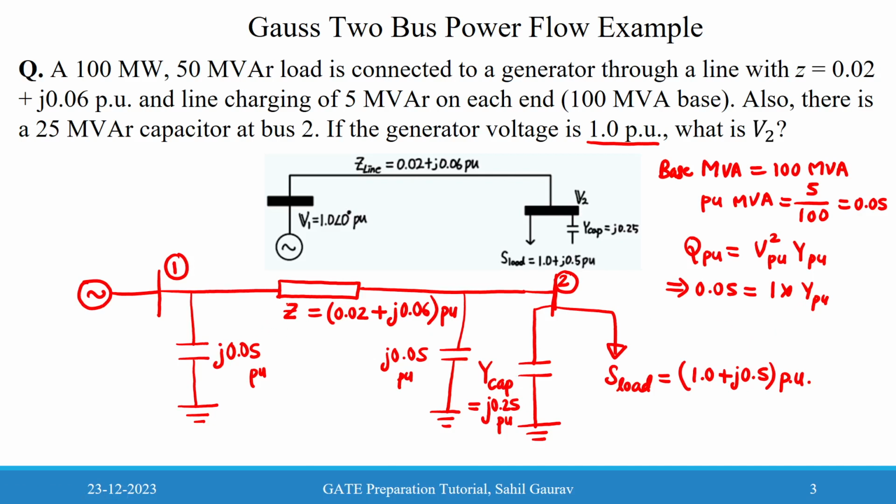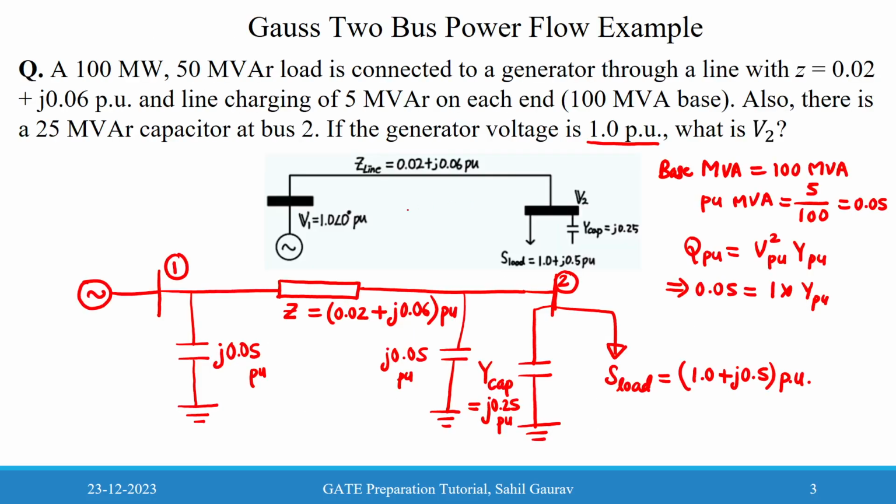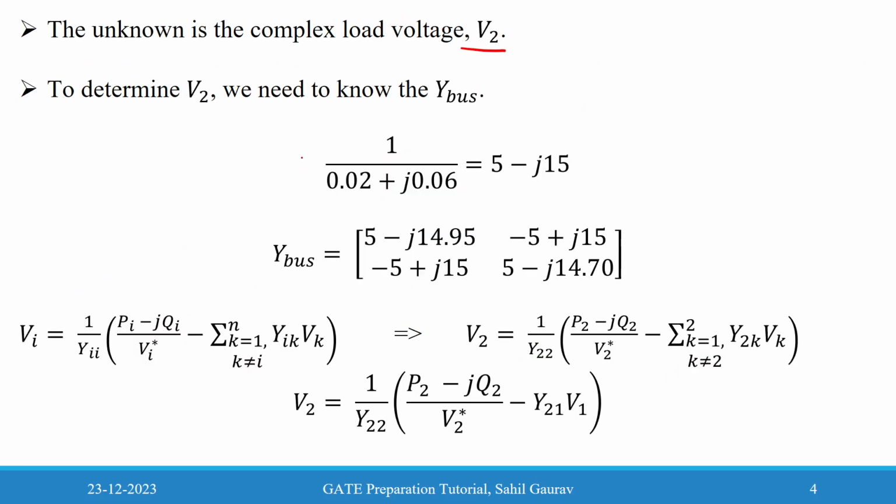Now we have all the elements of the line. So now we can find the bus admittance matrix. Here I have written that we have to find the complex load voltage, that is V2, and for determining V2 we need to know the Y bus. So first I have calculated the line admittance y is equal to 1 divided by z, so it will be 1 divided by 0.02 plus j 0.06, that is 5 minus j 15.